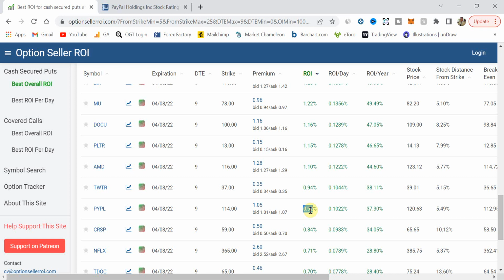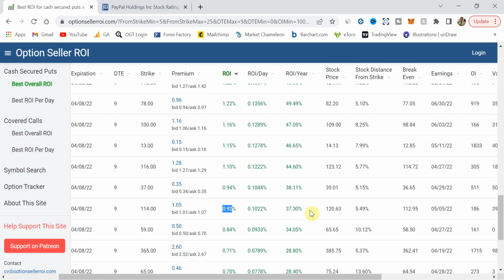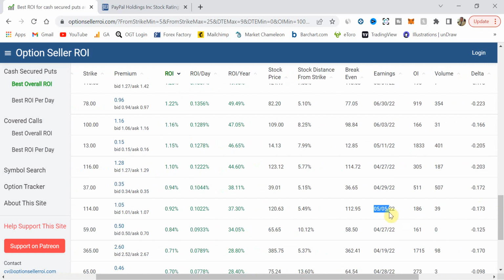So this was quite interesting when I saw PayPal. PayPal's not really associated as a high flying, volatile stock, but it came up on the scanner, and in 9 days to make 1% return holding PayPal at a price I want to buy is absolutely great. And they had earnings not too long ago, so their earnings isn't until May.